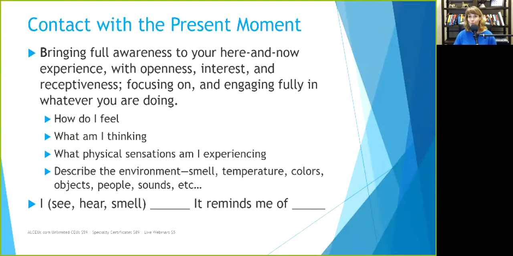You can also do this through a simple "I see, hear, and smell blank, and it reminds me of." Whenever I smell pine salt, it reminds me of my grandma's house. So that's a pleasant memory for me. When I smell that, it triggers happy sensations and happy neurochemicals and happy, happy, happy. So guess what I cleaned my house with? Ha!